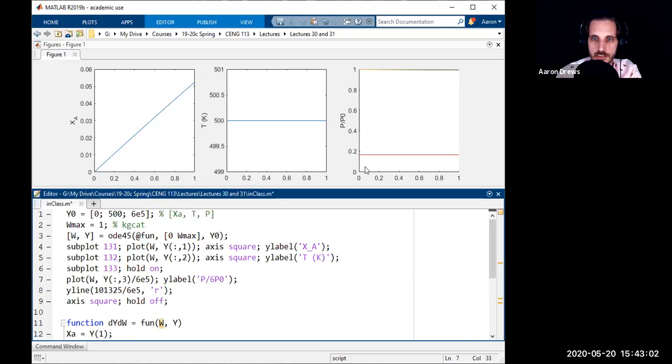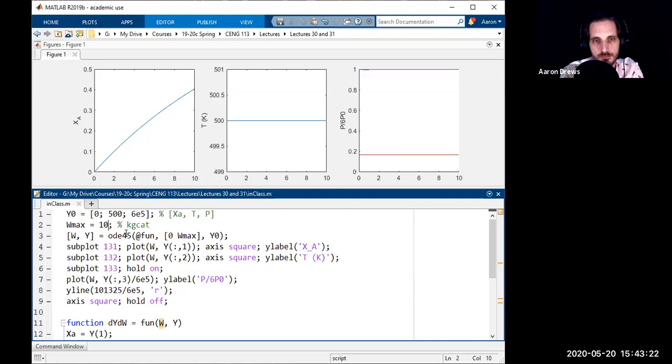Our pressure is actually up here at the very top of it, which I think means I'm plotting something over and over again. We might have to come back to this pressure plot in a moment. But let's keep upping the kilograms of catalyst. One did okay, so let's try 10. Okay, not too much changed.